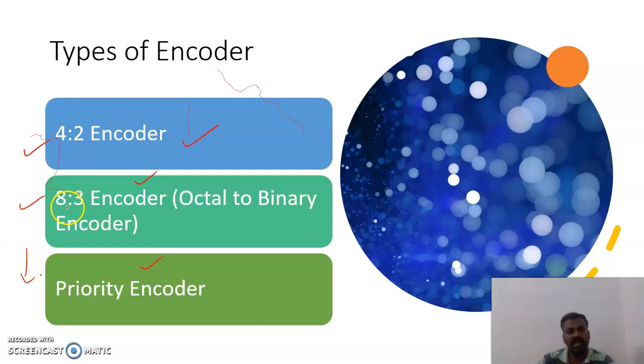Okay, so this 8 to 3 encoder is otherwise called as octal to binary encoder, because 8 means it is in an octal, because we know that the octal number ranges are from 0 to 7. So here we are going to use the 8 inputs, so that's why it is called as octal. And 3, so in octal, in binary format, how we are going to write? It is in a 3-bit representation format. So that's why this 8 to 3 encoder is otherwise called as octal to binary encoder. Okay, we'll move to the topic.